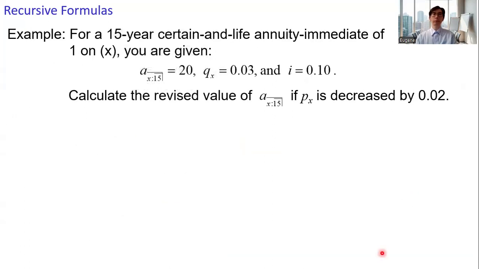The next example. For a 15-year certain and life annuity immediate, we are given that the corresponding actuarial present value is 20. The mortality probability, q_x, is 0.03. The interest rate is 10%. If the value of p_x is decreased by 0.02, calculate the revised value for this annuity.